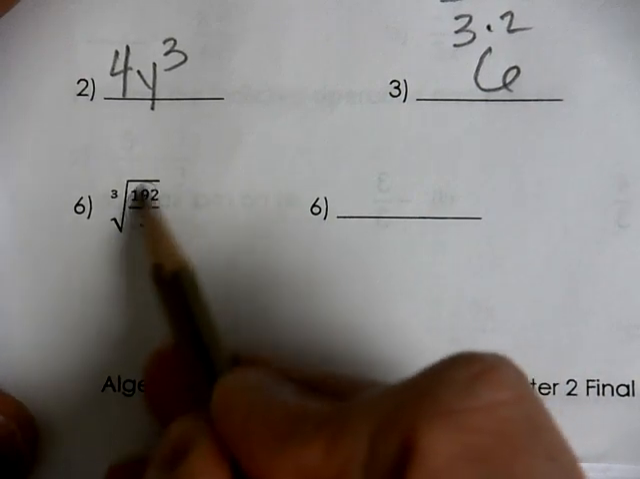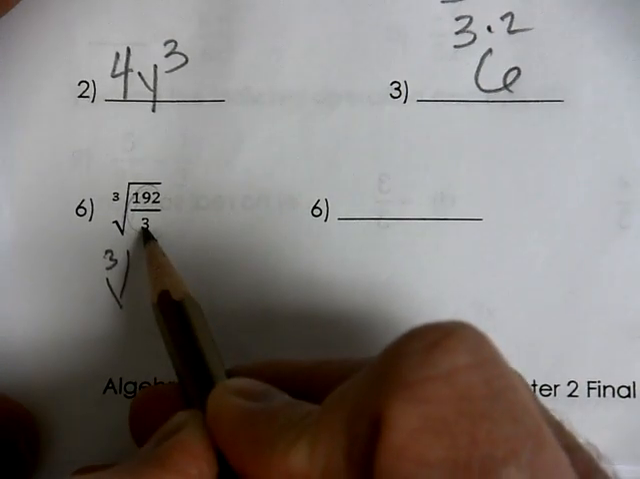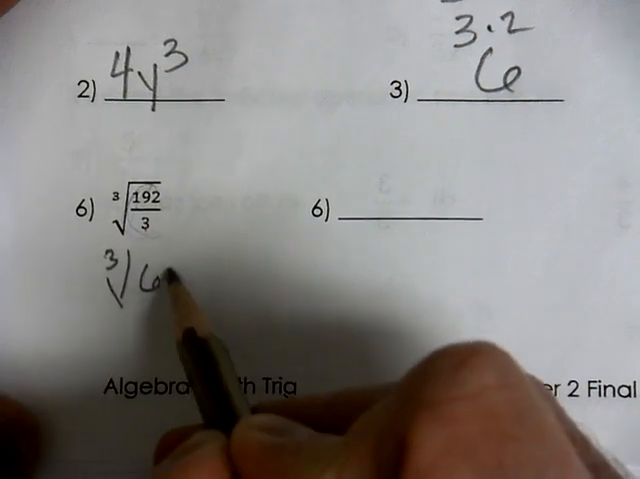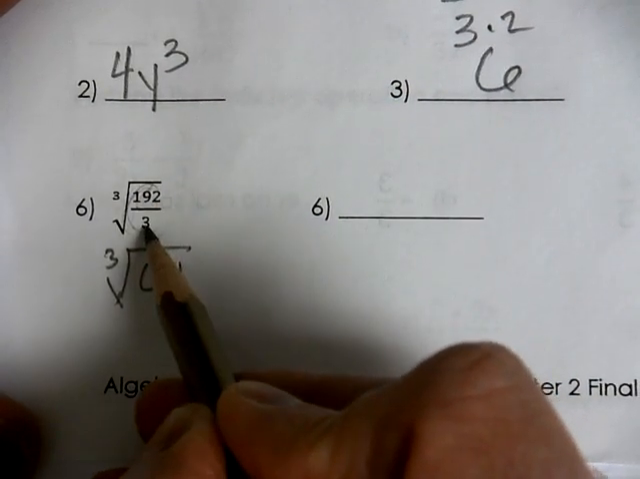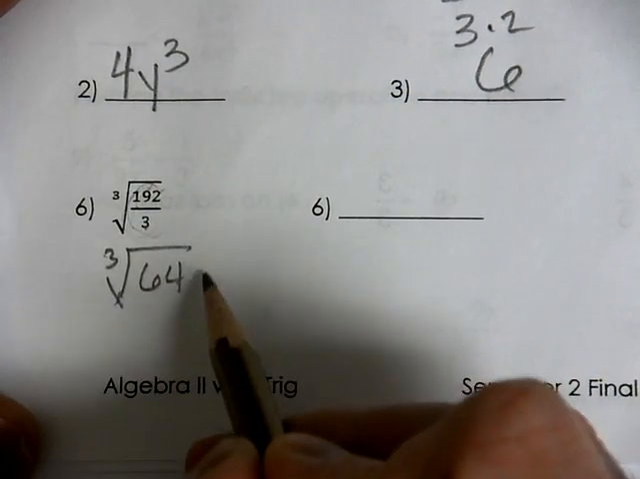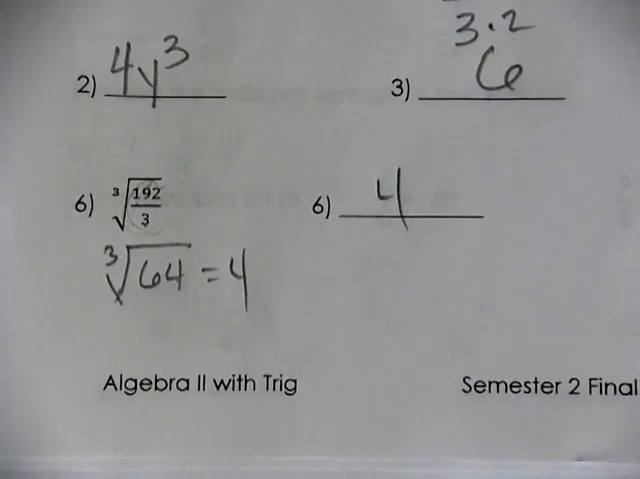So here we can divide first. This is the cube root. 3 goes into 19 6 times, with 1 left over, and 3 goes into 12 4 times. So that's 64. And the cube root of 64 is 4. 4 times 4 times 4 makes 64.